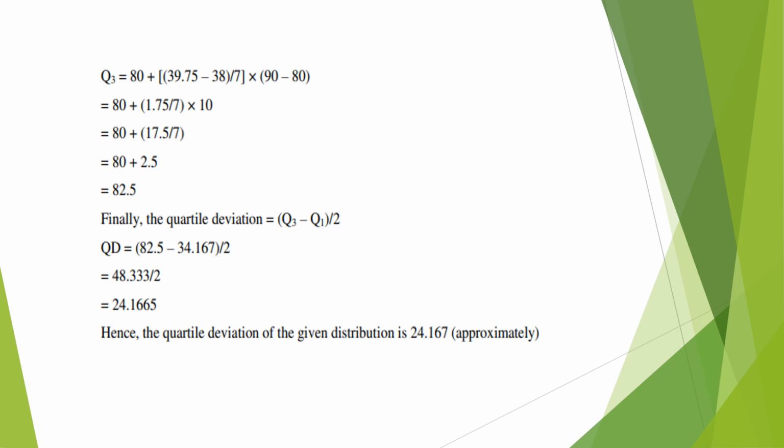Finally, the quartile deviation is (Q3 minus Q1) upon 2, which we have already found. Putting it in the formula, we will get the quartile deviation as 24.1665. Hence, the quartile deviation of the given distribution is 24.167.